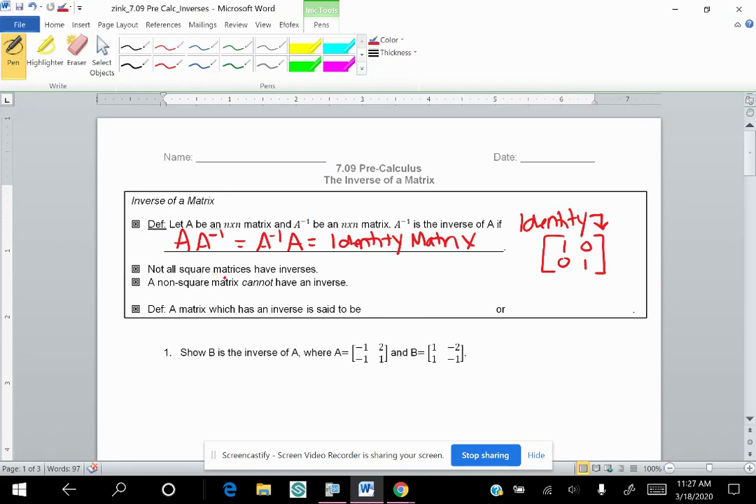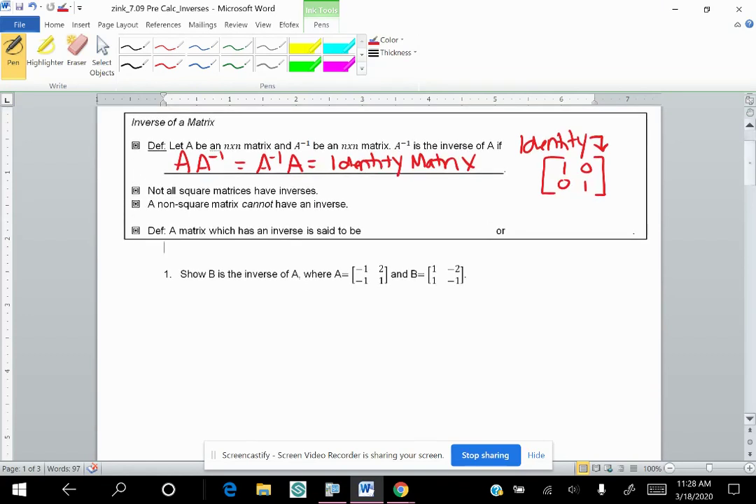Not all square matrices have inverses. And if it's a non-square matrix, then it cannot have an inverse. So you have to be a square matrix in order to have an inverse, but not all square matrices do have inverses. Definition: a matrix which has an inverse is said to be invertible or non-singular. It's just some vocab words here.